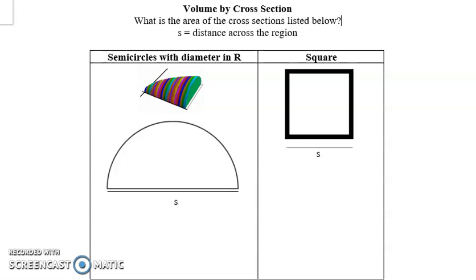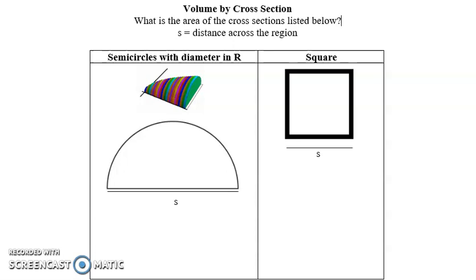Hey guys, welcome to the lesson that we're going to look at today, volume by cross sections. So we're just continuing doing volume just like we were before, except instead of using the washer and the disk method, we're going to find the volume by having cross sections. Well, what is a cross section?